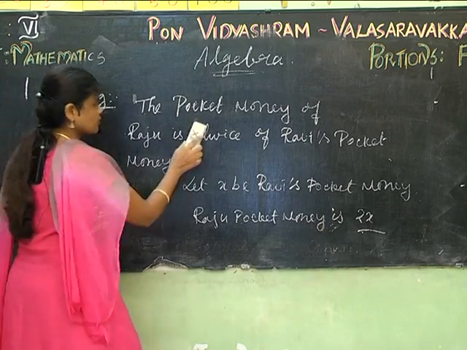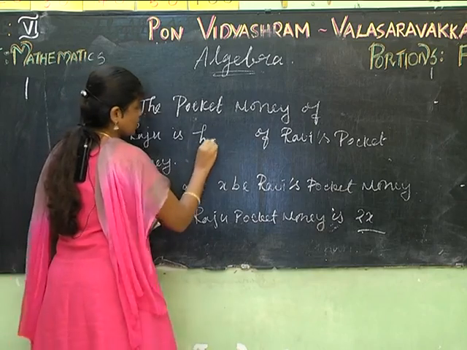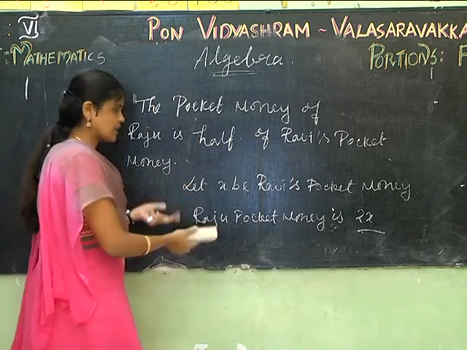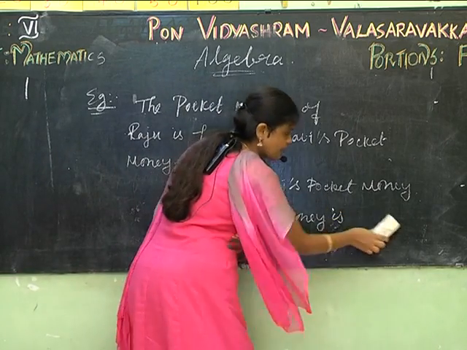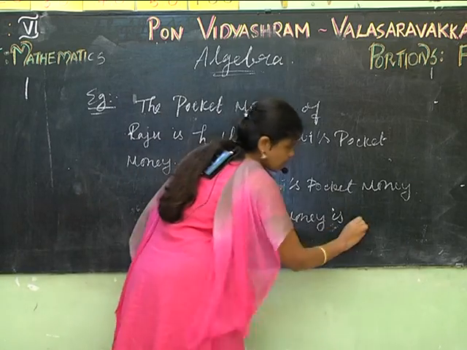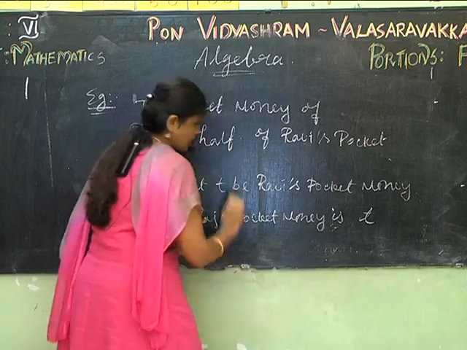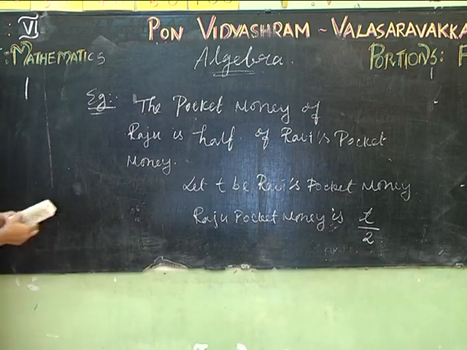Again, you can take this as a division. The pocket money of Raju is half of Ravi's pocket money. So similarly, let x be Ravi's pocket money and Raju's pocket money is half of that. We can consider some other variable also. Let t be Ravi's pocket money, then it is t divided by 2. This is also a division.